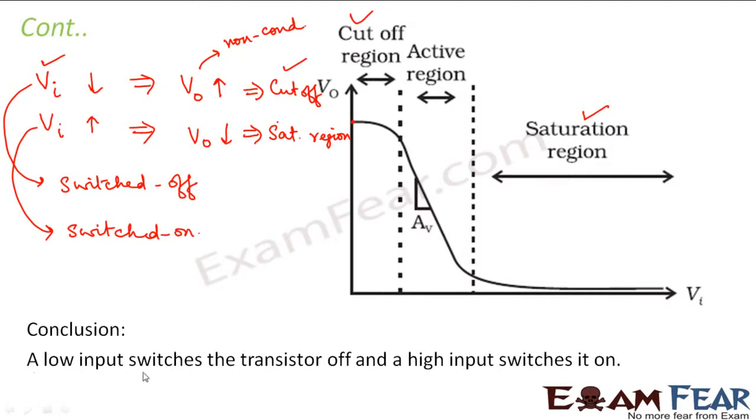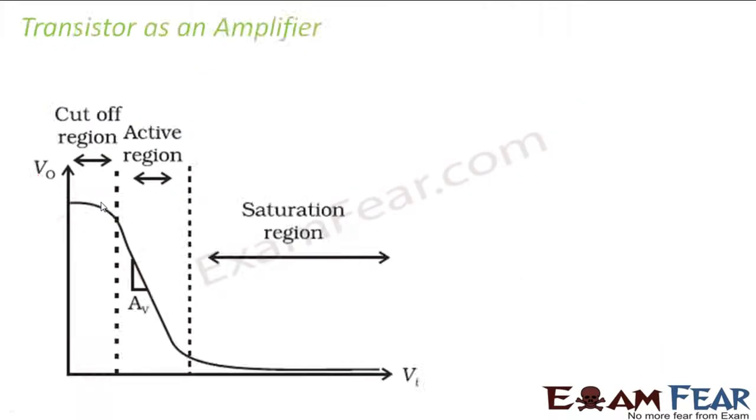So what do we conclude? A low input switches the transistor off and a high input switches it on. I hope it is clear to you how a transistor works as a switch. First we applied Kirchhoff's law and wrote the equations for both the input circuit and the output circuit. With the help of that, we plotted a graph between the output voltage and the input voltage. Using this graph, we can see that a low input switches the transistor off in the cutoff region, and the high input switches it on in the saturation region. So this is what we discussed for the first application of transistor as a switch.